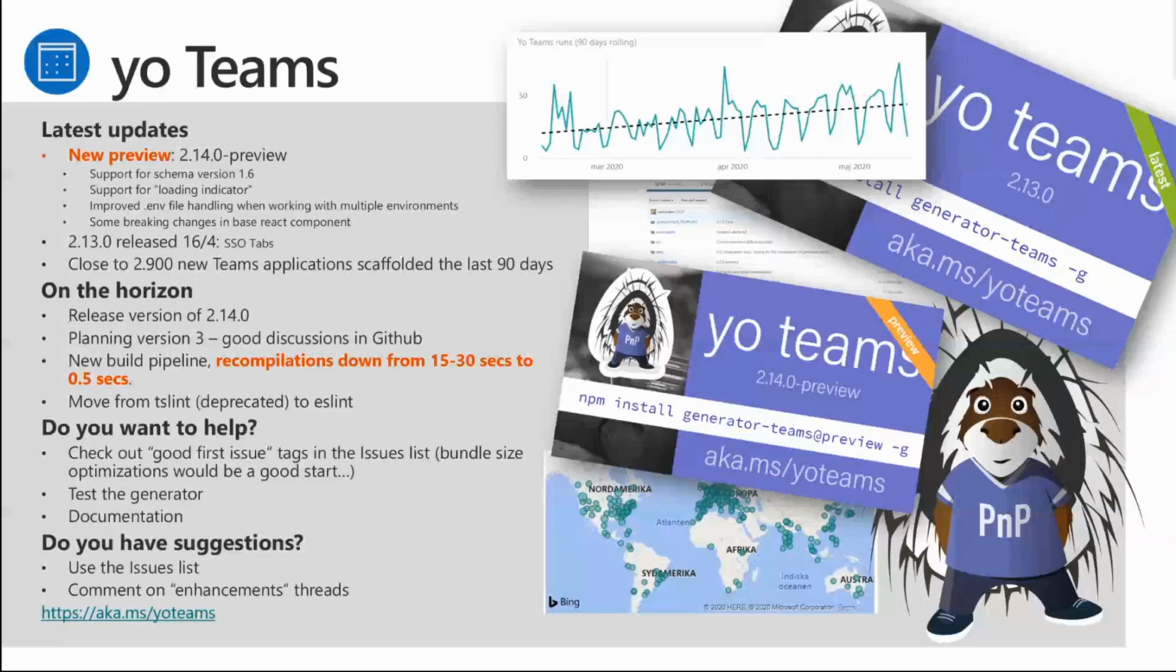Also added some of the planned updates to the build pipeline for newly created projects, so it's better handling of environment files if you have multiple environments such as prod, stage, etc., where you want to deploy different kinds of packages. It actually contains some breaking changes in some of the dependencies, because we want to get rid of these dependencies over time. Otherwise, it's continued growth on the number of apps being scaffolded, close to 3,000 over the last 90 days, more than doubled over that same time.